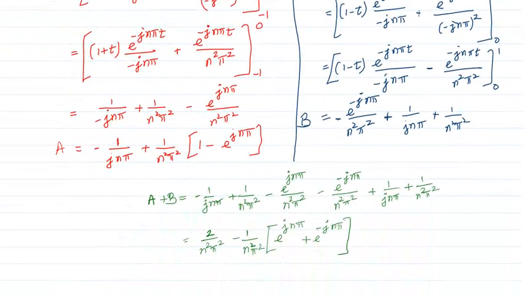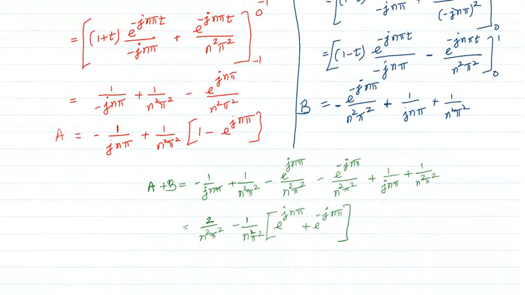What is A plus B now? This is the A term, this is the B term. If you look at this, these two terms will get cancelled out. So we have 1 by n square pi square plus 1 by n square pi square, which becomes 2 by n square pi square. Here I am taking 1 by n square pi square outside, so it becomes e power j n pi, and since we are taking minus 1 outside, it becomes plus e power minus j n pi. So this is your A plus B.